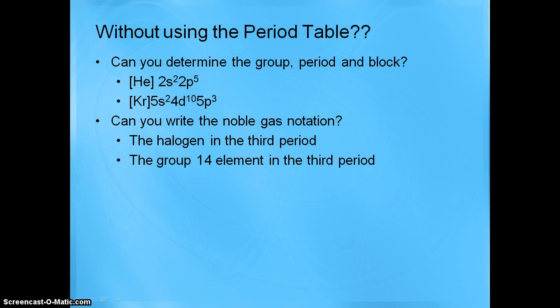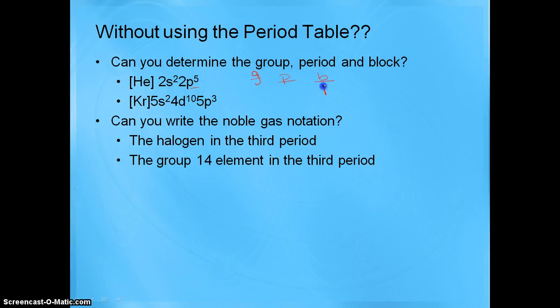The first question asks, can you determine the group, the period, and the block from a noble gas notation? Your group is what column you are, your period is what row you are, and your block is what letter you are, S, P, D, or F. Block is the easiest one, so I usually start my students there. We look at the very last letter given in the noble gas notation. Right here it's P, so your block is P.